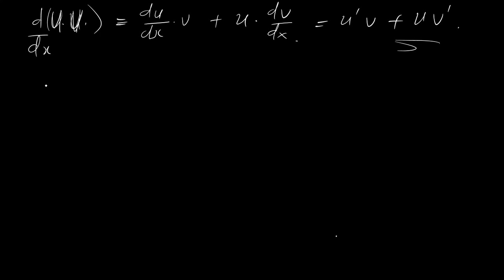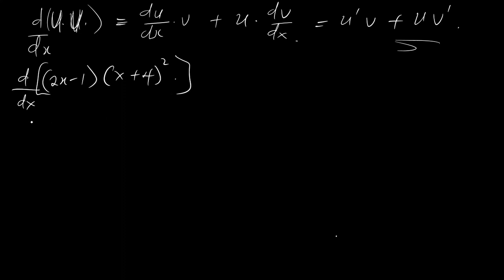Now, let's say they give you a function where you have to find the derivative of 2x minus 1 times x plus 4 raised to 2. This is the product of two functions. You have this function, you have this function. In this case, let's say your u is equal to 2x minus 1, while your v is x plus 4 all squared.